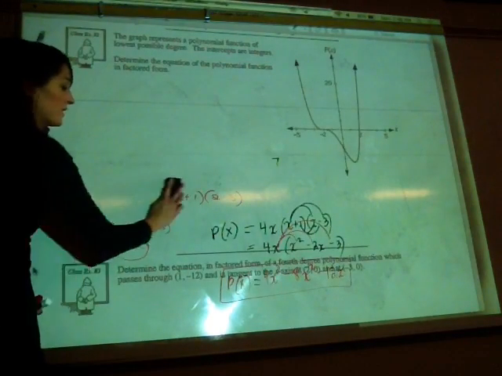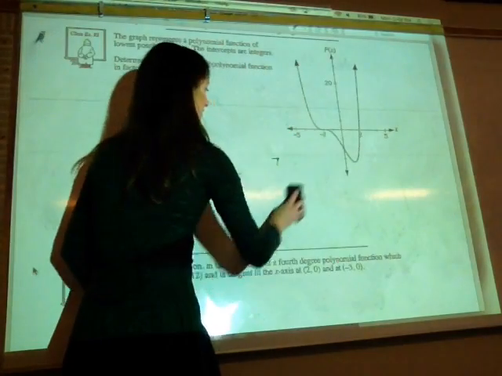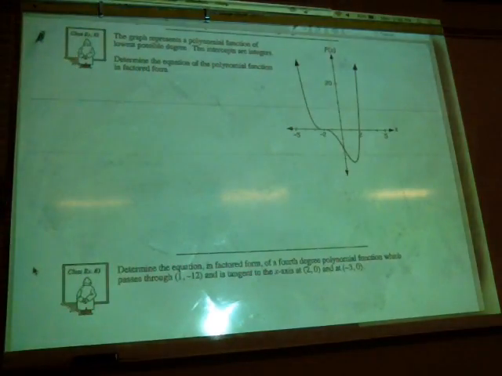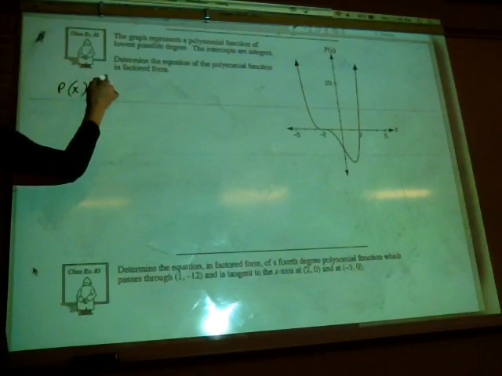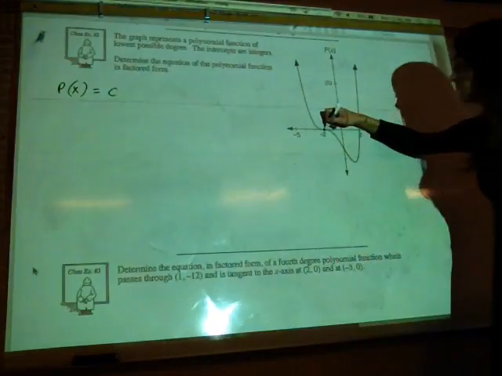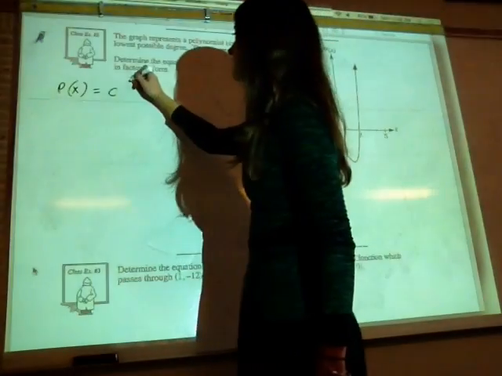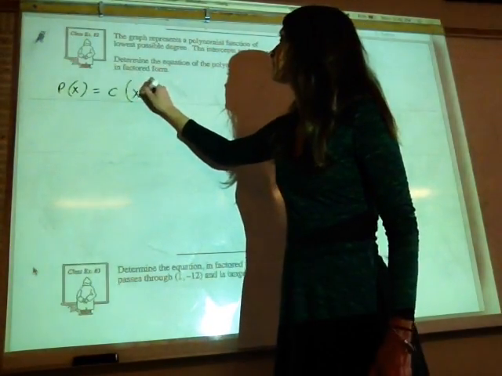So first step, figure out what are your zeros. What are your x-intercepts? Take a look at the multiplicities and how can you write those in factored form. So p of x will equal a constant, and let's take a look here. We have an x-intercept at negative 2. So as a factor, I would write that as x plus 2.